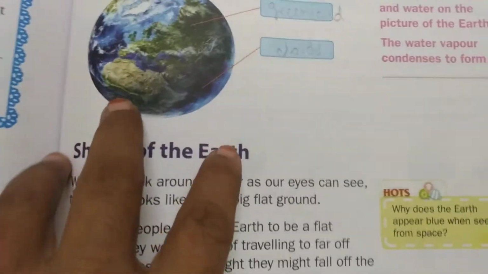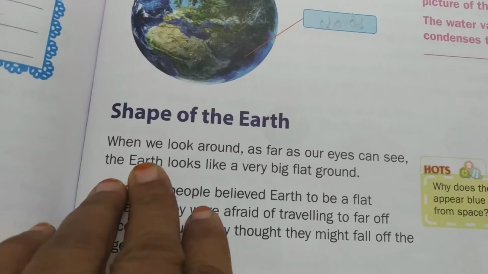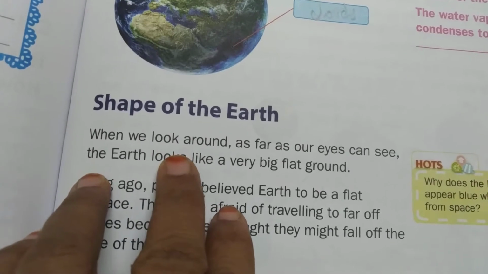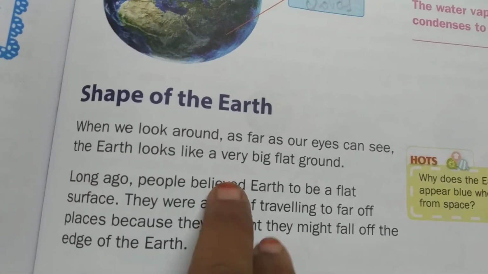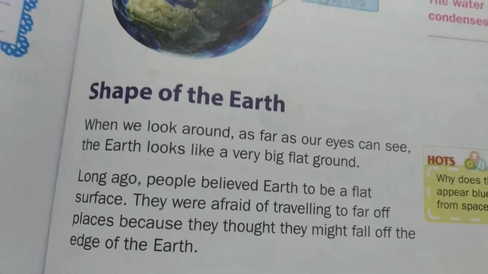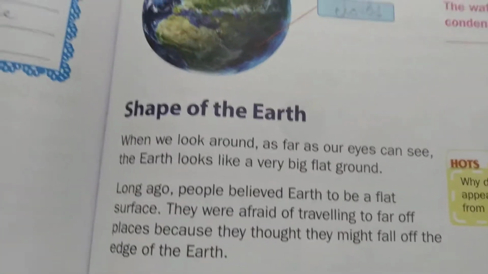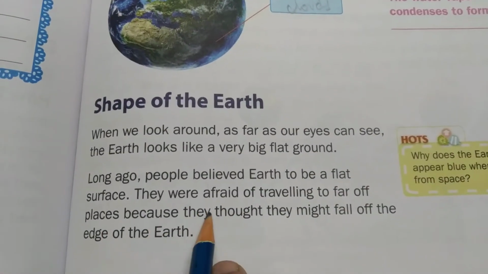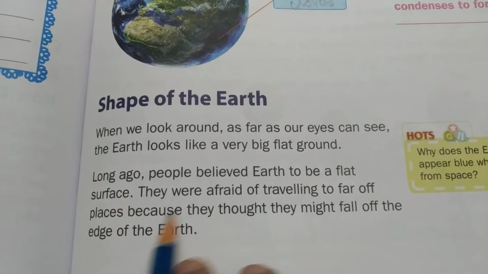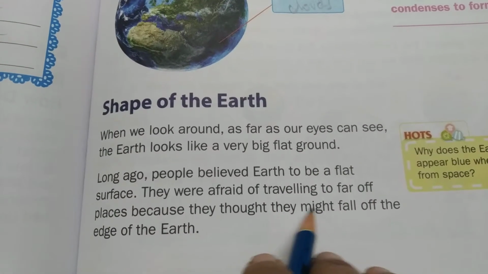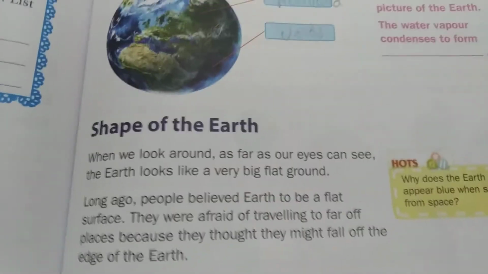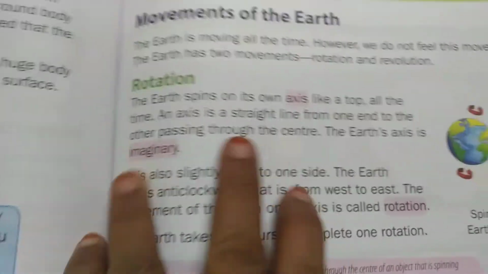Next, let us see the shape of the Earth. When we look around, as far as our eyes can see, the Earth looks like a very big flat ground. Long ago, people believed Earth to be a flat surface. They were afraid of traveling to far off places because they thought they might fall off the edge of the Earth. So on the page, children, 206.